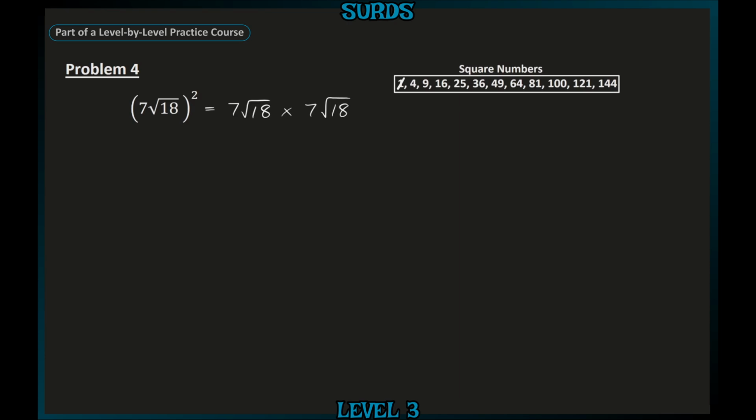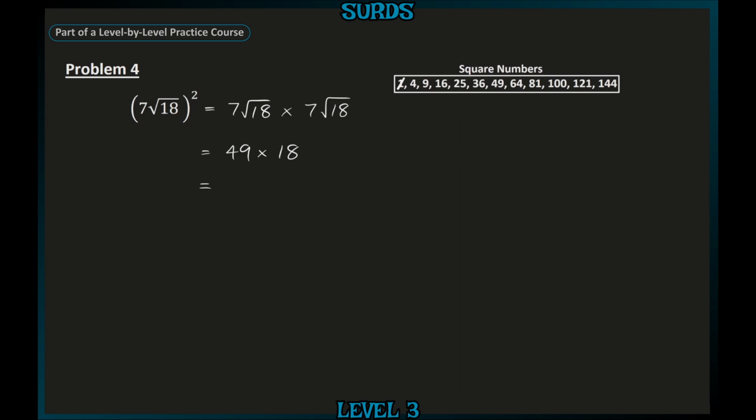Now root 18 can be simplified because 18 can be divided by 9, which is on our list of square numbers. However, because we're multiplying a surd by itself here, it's actually going to be quite straightforward. So we don't need to necessarily simplify, although it would be okay to do that. But multiplying these straight away, and looking at the numbers outside of the surd parts first, we have 7 times 7, which is 49. And root 18 multiplied by root 18 just gives us 18.